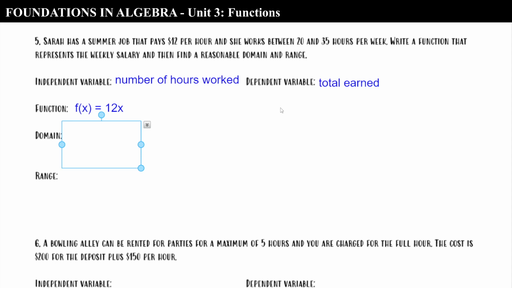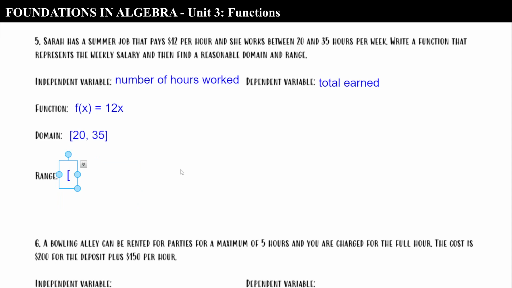Now, this is going to be different than the other problems that we've done so far, because you can get paid for working half an hour, a quarter of an hour, for 10 minutes. It does not have to depend on working 20, 21, 22, 23, 24 hours, and so on. You can get paid for a fraction of the hour. So, our domain, we are going to include 20, and we are going to top out at 35. So it's going to be anywhere between 20 and 35 hours. So our pay will be some range that goes between that as well, depending on those two values.